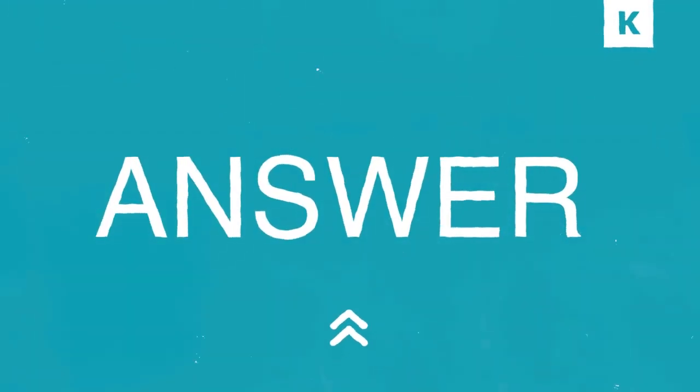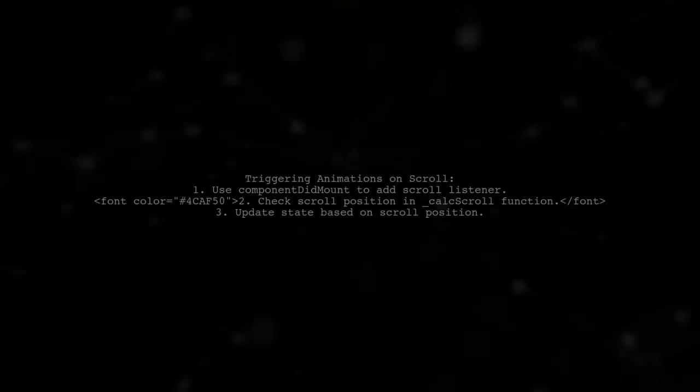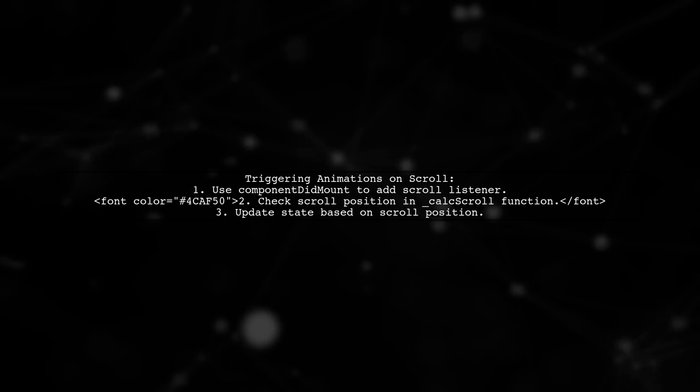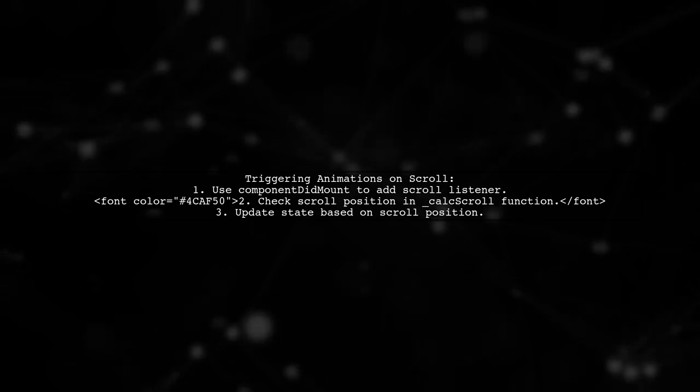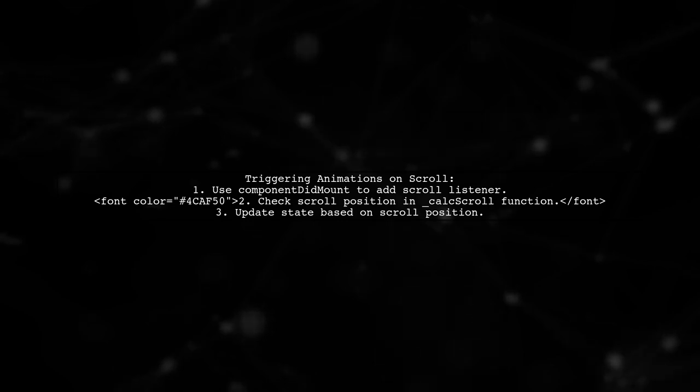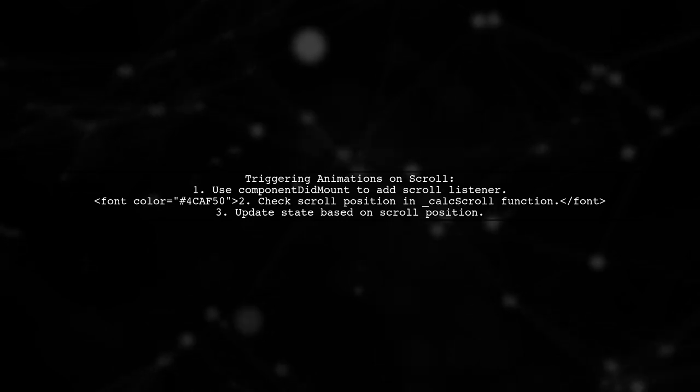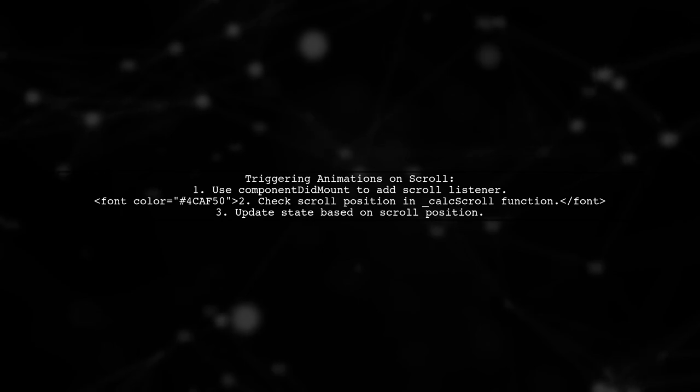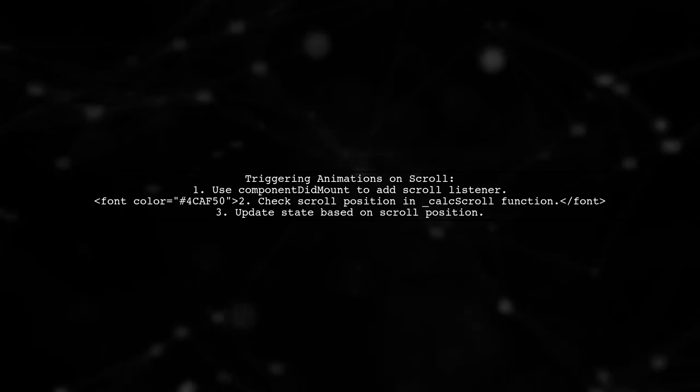Let's now look at a user-suggested answer. To trigger animations in a React app based on scroll position, you can use the componentDidMount lifecycle method to add a scroll event listener. This listener will call a function that checks the scroll position relative to your header's height.